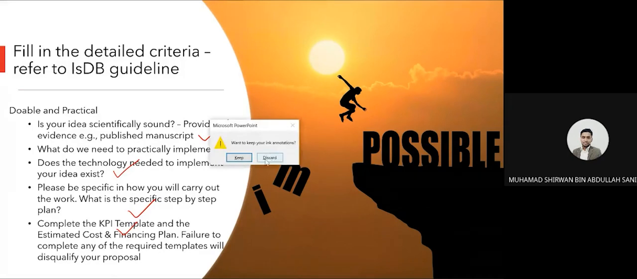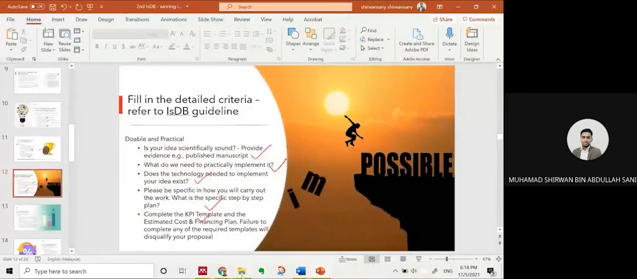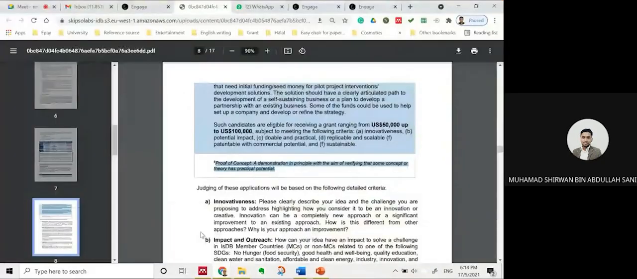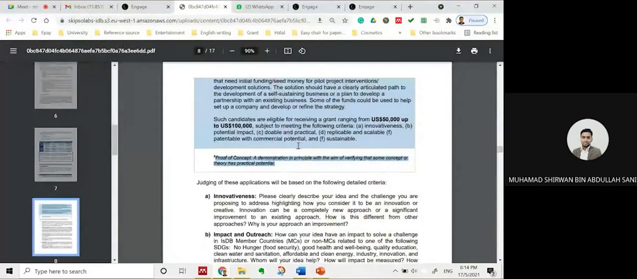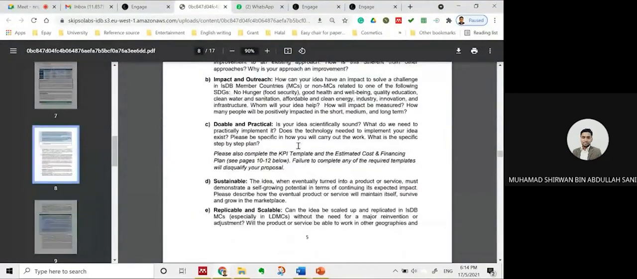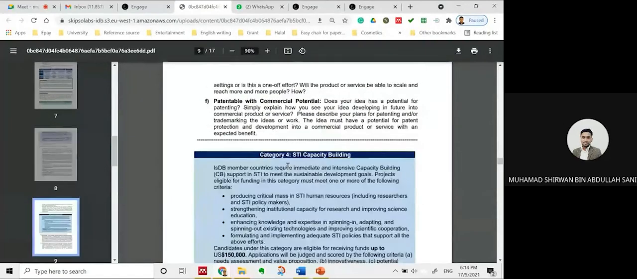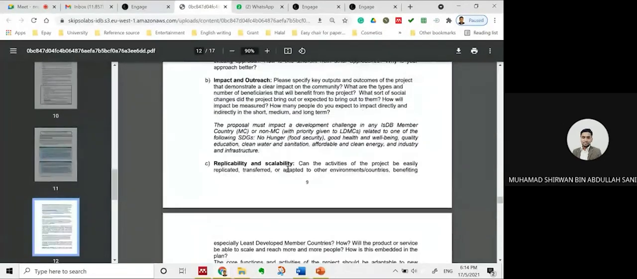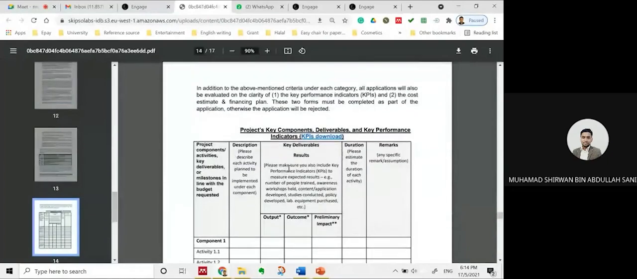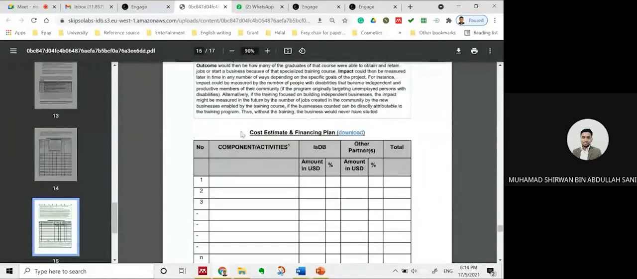So again, let me show you how to get this. When you open this guideline, you can go to the part on the doable. They state here, see pages 10 to 12 to download the KPI template and estimated cost and financing plan. So you can go to the bottom of the guideline. Here, okay, so this is the KPI template you can download here, and also another one, the cost estimate and financing plan.